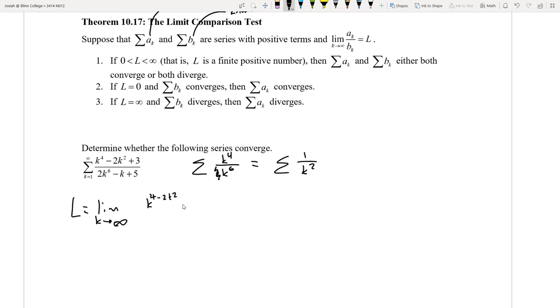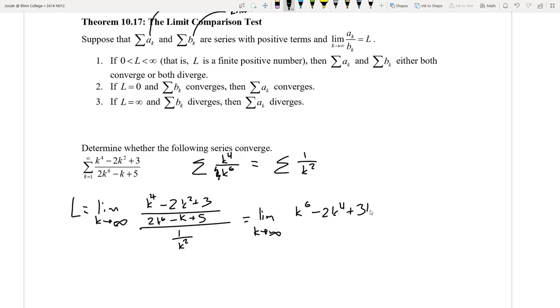Oops, put that in the superscript also. There we go. Over the series we're comparing to: 2k to the 6th minus k plus 5, over 1 over k squared. So we flip and multiply. Flip it, multiply it across the top here. We get k to the 6th minus 2k to the 4th plus 3k squared over 2k to the 6th minus k plus 5.